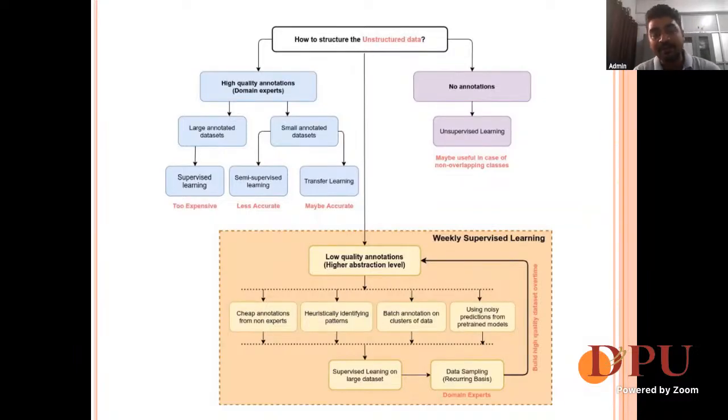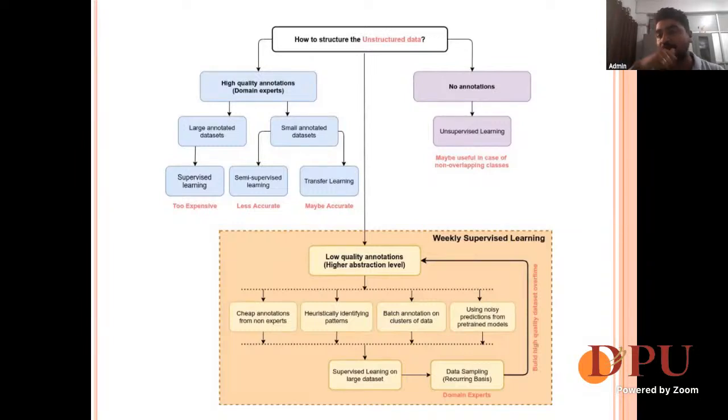One suggestion is weakly supervised learning. If you don't have annotated data, if all the data are non-annotated, then what will we do? We will go for supervised or unsupervised? So we need some in-between solution, because it's not always too expensive and less accurate, or accurate. Not transfer learning, but something between supervised and semi-supervised learning. If you have unstructured data, you can go for a weakly supervised learning strategy.